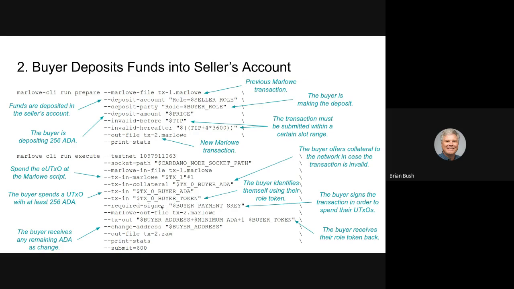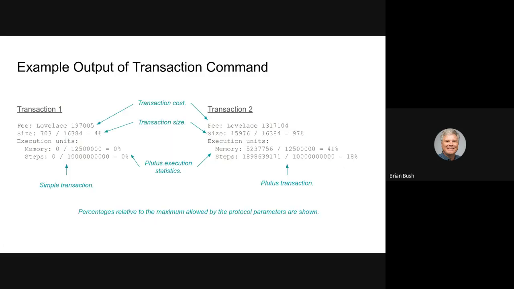And then, of course, the buyer has to sign this, so they're a required signer. And then the transaction we're creating is this tx2.marlowe. So we're starting from transaction 1, we're going to transaction 2, and one of the outputs of this is just going to be, as I said, giving the buyer their token back, and then they get any leftover ADA as change. And there's a transaction file you could look at, and we submit it. So it sounds like a lot, but each piece has a logical function. And as I mentioned before, we have a lot of tutorials that go through this step by step.